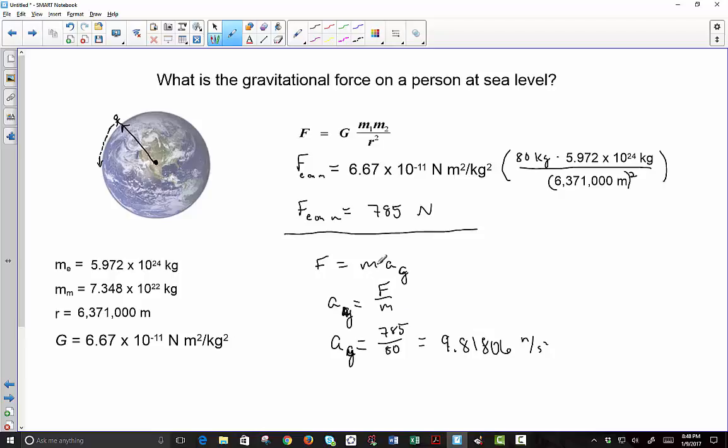But how much does the mass matter? What if it wasn't me? What if it was 8,000 kilograms? So, something very, very large. Would that change? No. And you can do the calculations. If you change this 80 to 8,000 and then divide the result by 8,000, you'll get actually the same number.